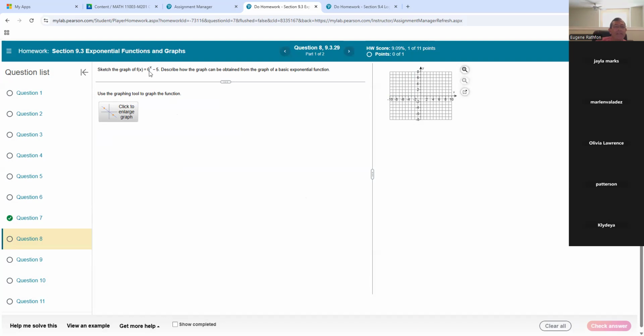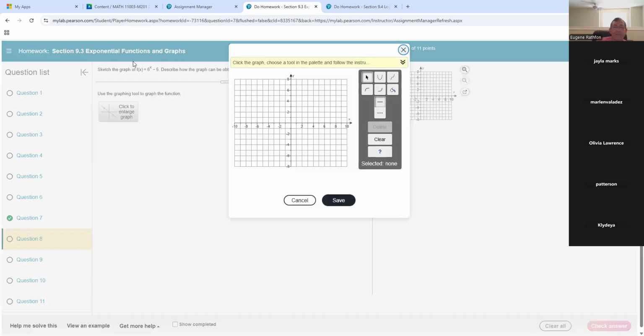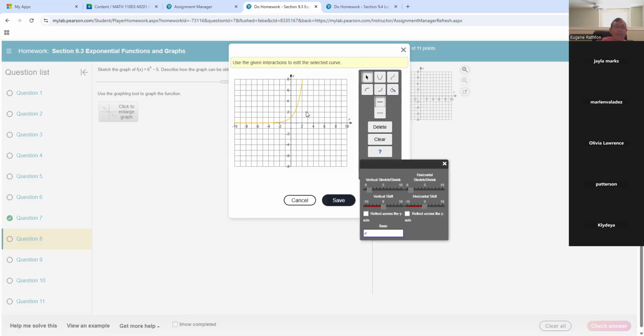This one has 6 to the x minus 5. So this one they want me to graph first. So grab your exponential tool, click it anywhere on the graph. The bottom left, they got a base of e. I'm going to backspace and make that a base of 6. Now this one, they're subtracting 5 after the function.